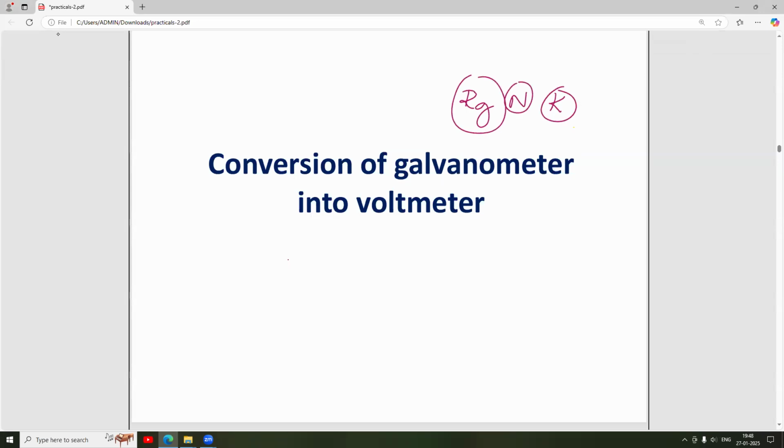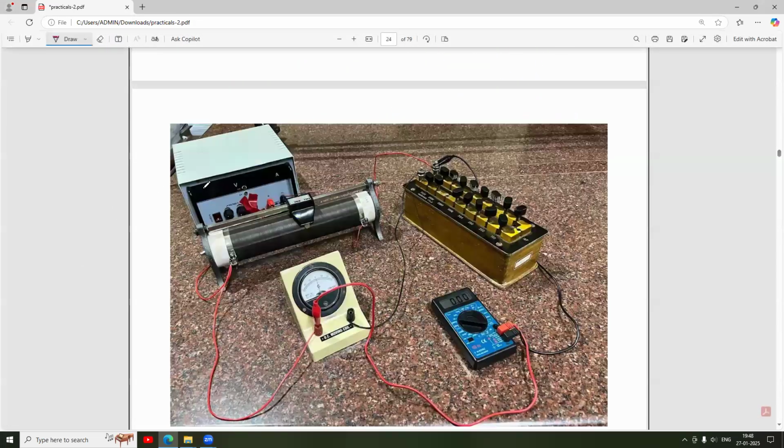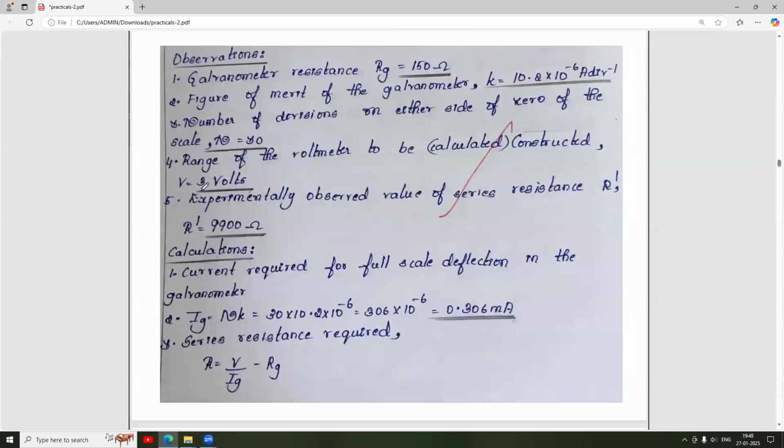It will be given. So using those values, you have to find out the series resistance to be connected along with the galvanometer to convert it into voltmeter. You know the procedure and all. So values here, I have values. So better we calculate it once.